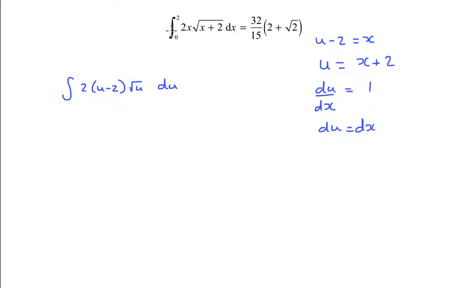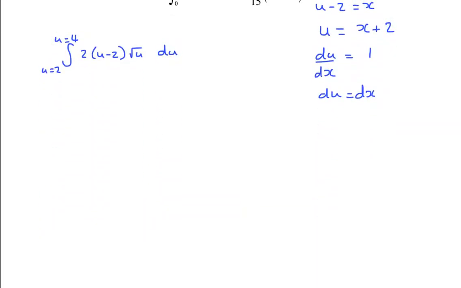The limits are going to change really easily. These are the x limits, but u is just x plus 2. So when x is equal to 2, u will be equal to 4, and when x is equal to 0, u will be equal to 2. So these are my u limits now. And then we can just get on with integrating. We can integrate this.